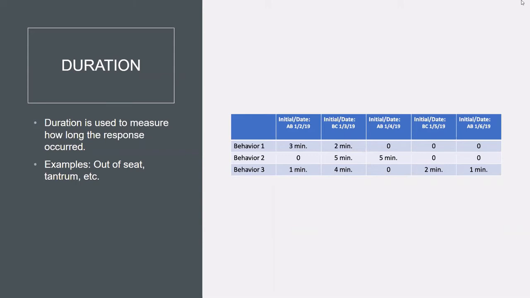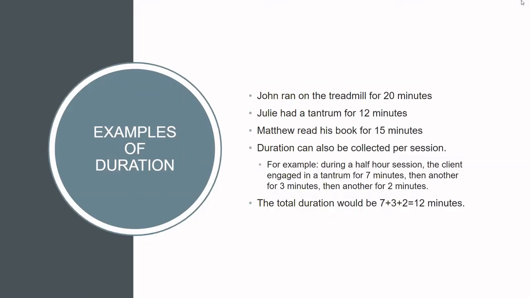Duration is used to measure how long the response occurred. So for instance, you would use this for tantrums and out-of-seat behavior. If you look at the chart, there are different durations for each day for each behavior. Here are some examples of duration. John ran on the treadmill for 20 minutes. Julie had a tantrum for 12 minutes. Matthew read his book for 15 minutes.